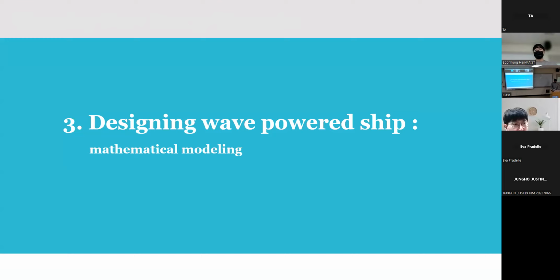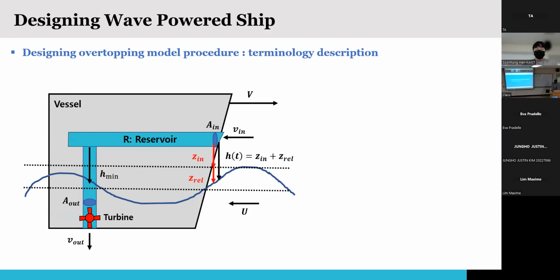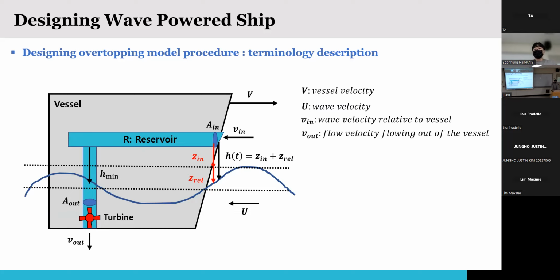So this is the designing wave power ship part, with a little bit of mathematical modeling. This figure is the schematic view of the proposed overtopping system in the vessel. I'm going to explain the terminology used in this figure. V is vessel velocity, and U is wave velocity. V_in is wave velocity relative to the vessel, and V_out is flow velocity flowing out of the vessel. A_in is inlet area, and A_out is outlet area.